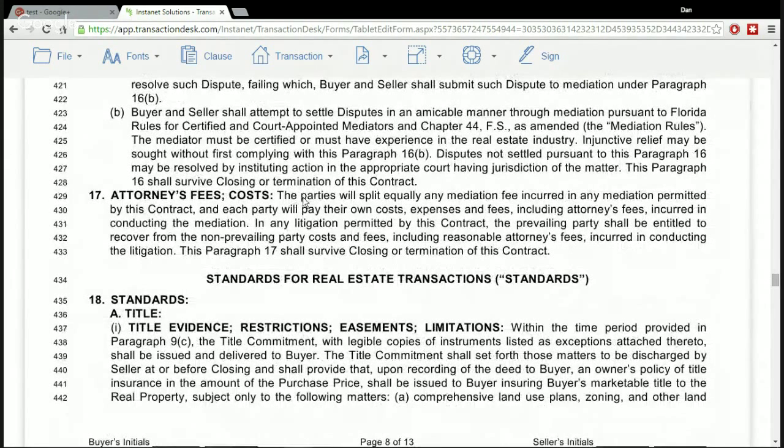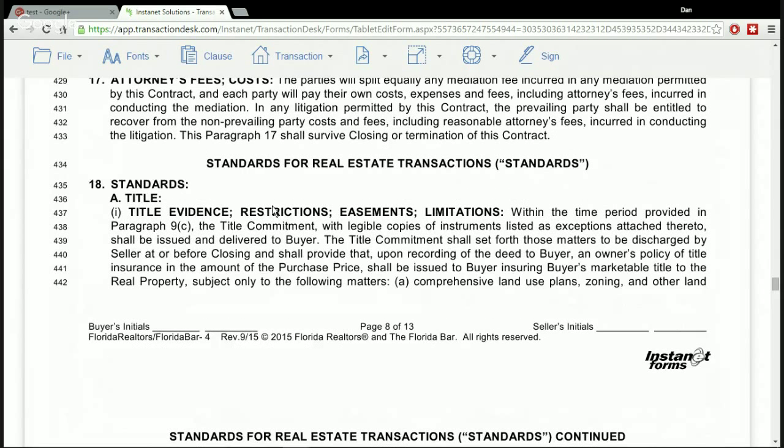Attorney's fees. The parties will split equally the mediation fee incurred, and each party will pay their own costs and fees, including attorney's fees incurred in conducting the mediation. In any litigation permitted by this contract, the prevailing party shall be entitled to recover from the non-prevailing party costs and fees, including reasonable attorney's fees incurred in conducting the litigation. So again, this one survives termination, but that basically says if it gets past mediation and we go to litigate, then the loser has to pay the winner the attorney fees, in a nutshell. Okay.